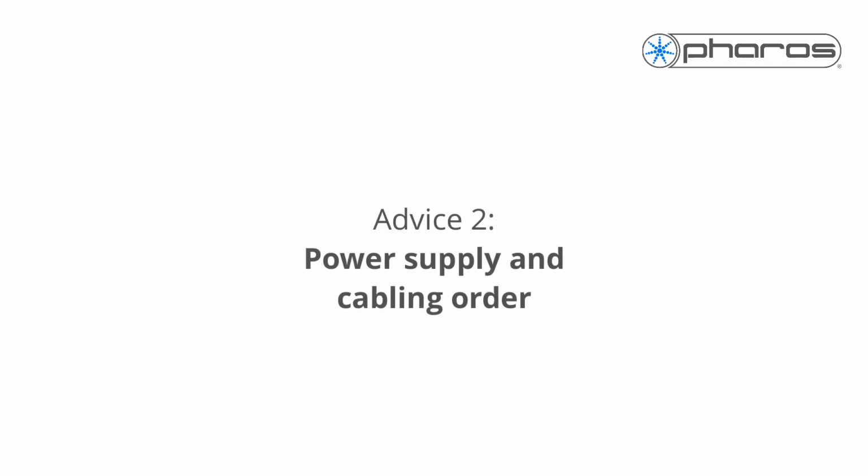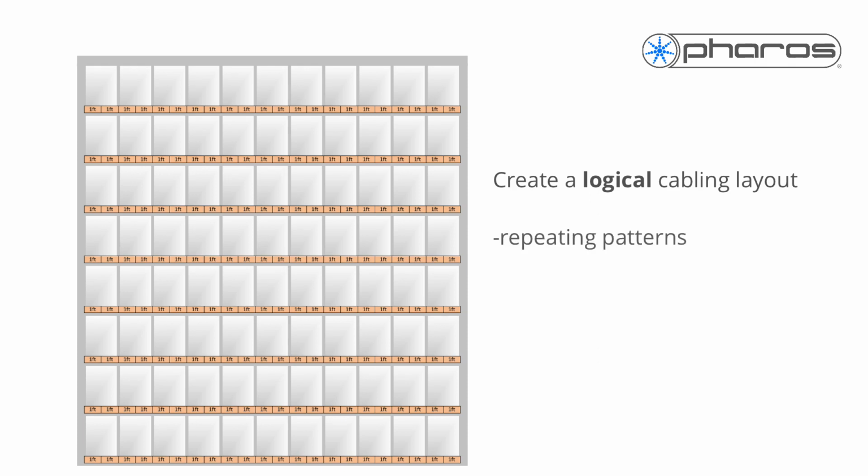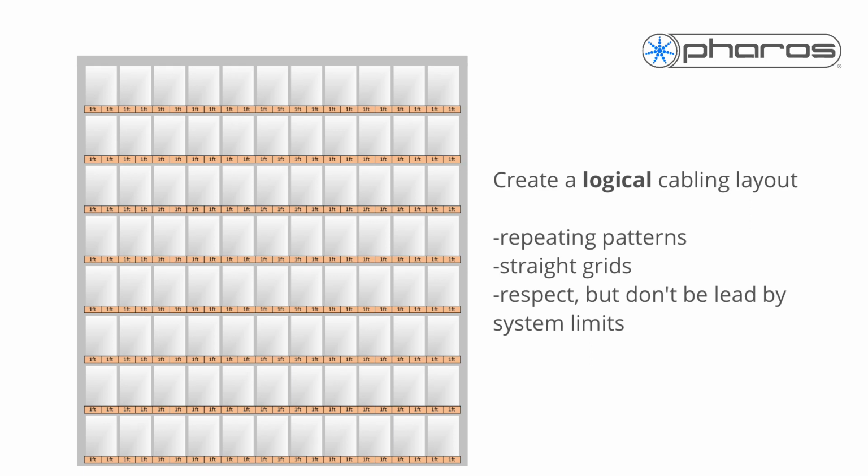The second piece of advice is to think about the power supply and cabling order. We understand that possible cable paths can be limited, but even with this in mind, there are often multiple ways you can route the cables. The same advice as before applies here, to create a logical layout. Try to make it as repeatable and predictable as possible. It can help not to be led by system limits.